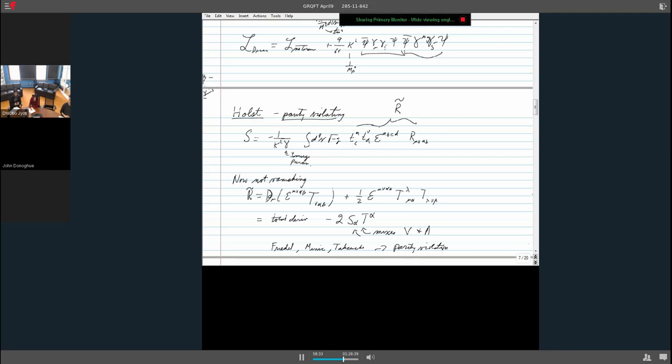And then its phenomenology depends on what you do with the rest of the sector. You can get parity violating couplings of the form of vector times axial vector, depending on what you do.